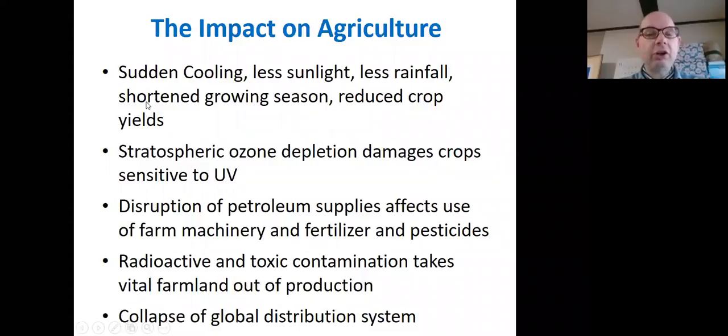The impact on agriculture is the sudden cooling, less sunlight, less rainfall, shortened growing season, reduced crop yields. Stratospheric ozone depletion damages crops that are sensitive to UV, besides all the other effects that I talked about. Of course, you get disruption of petroleum supplies, affecting the use of farm machinery, fertilizers, pesticides, and so on. Radioactive and toxic contamination also takes vital farmland out of production. And then you also get the potential collapse of the global distribution system.